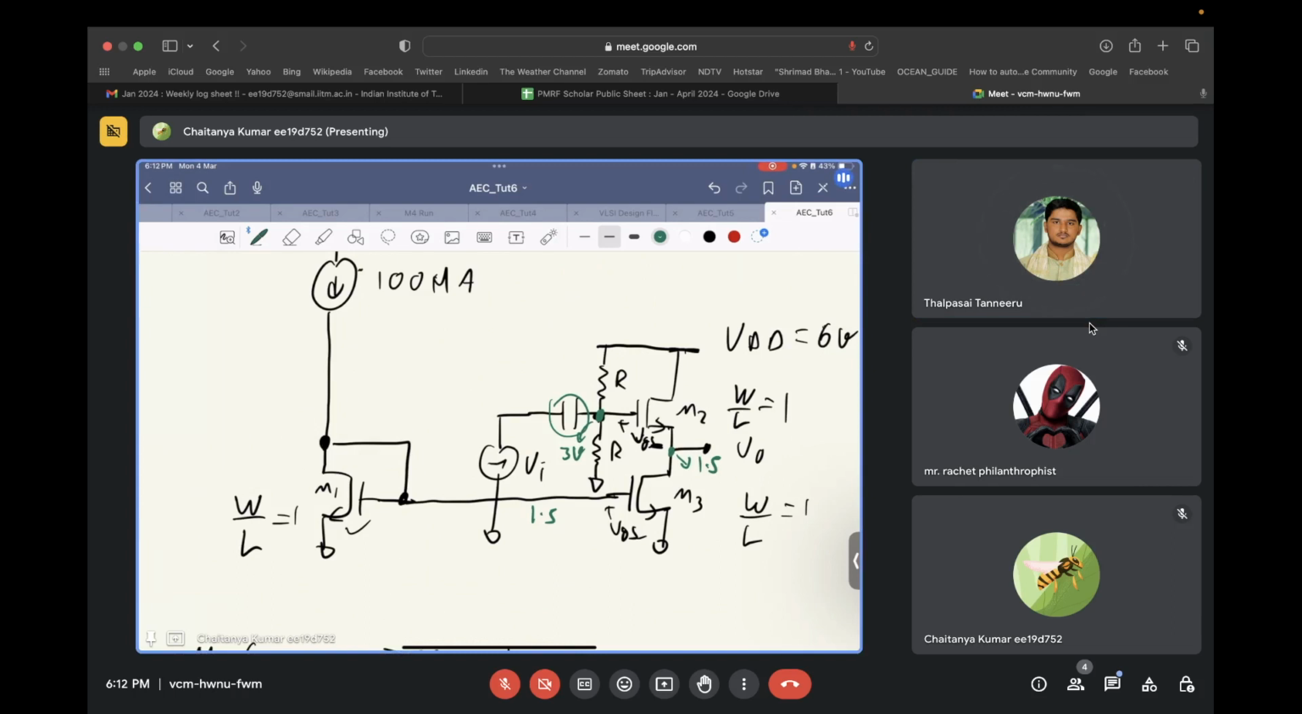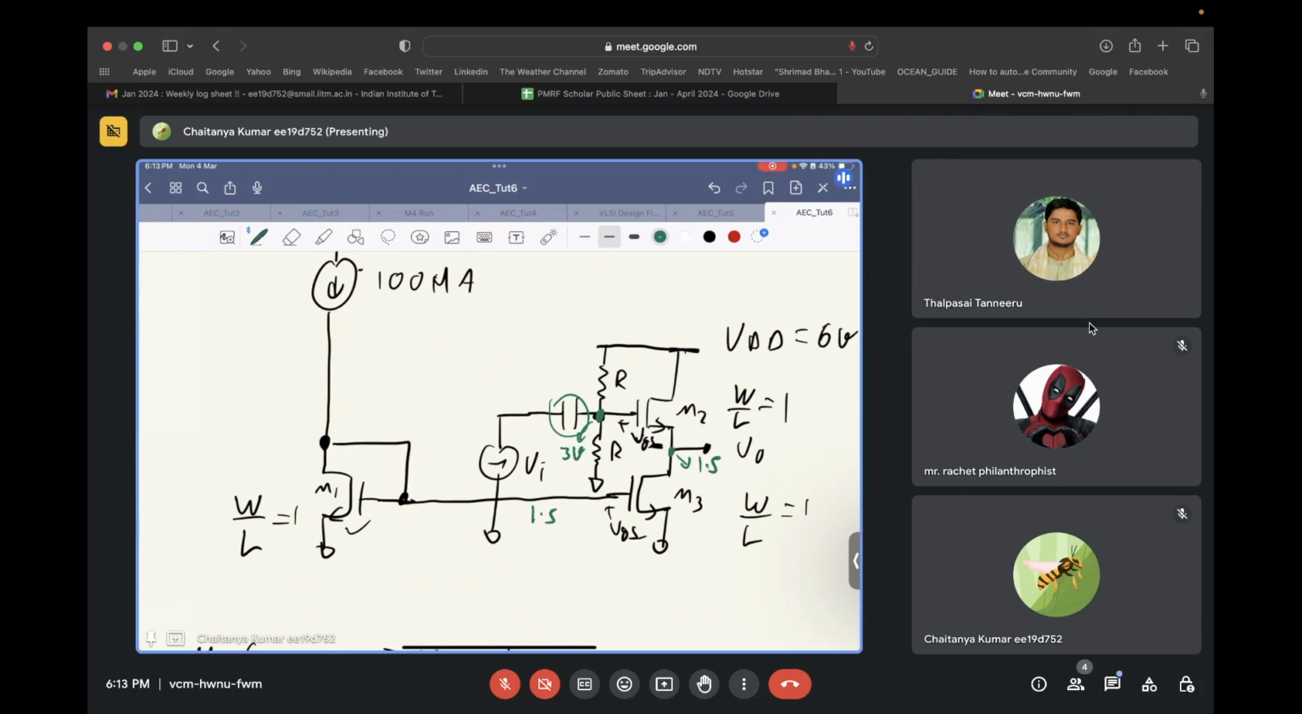Can M1 ever go out of saturation? No, sir. Never. Why? It will go because drain and gate are shorted. It can be either saturation region or a cutoff region. Can it go to cutoff? Yeah, maybe. If drain and gate are shorted, these two conditions are only possible. No, that's what I'm asking. In this circuit, no, no, no. It won't go to cutoff. It will be in saturation region.